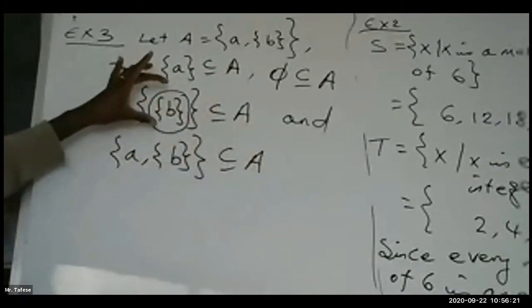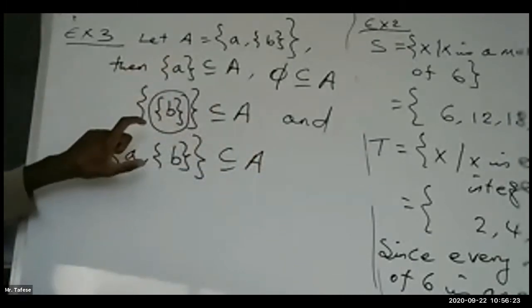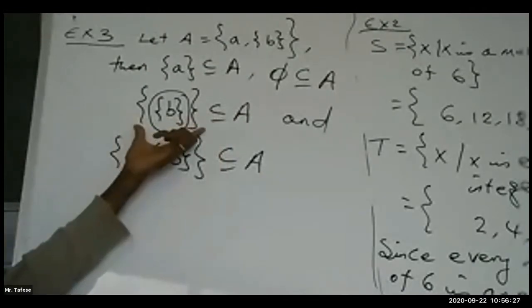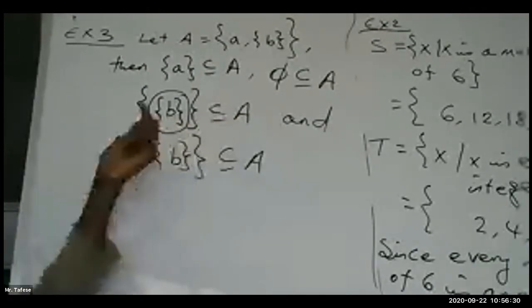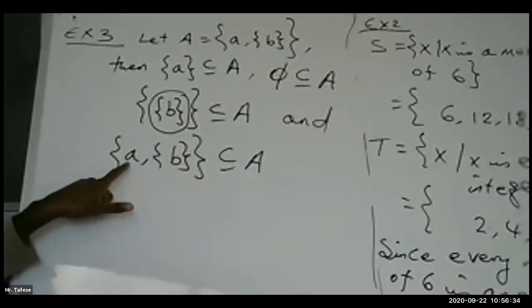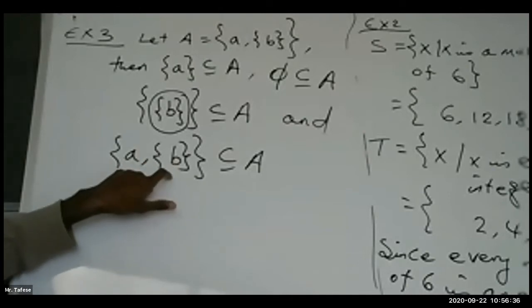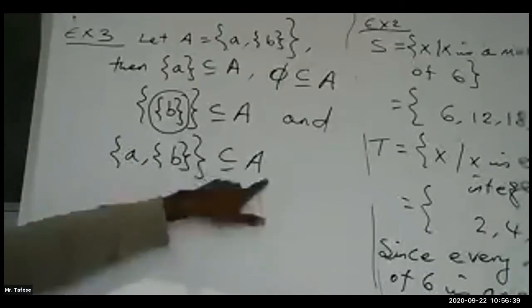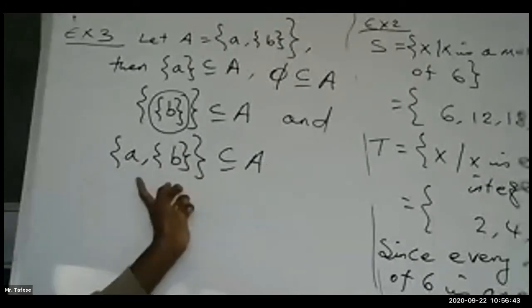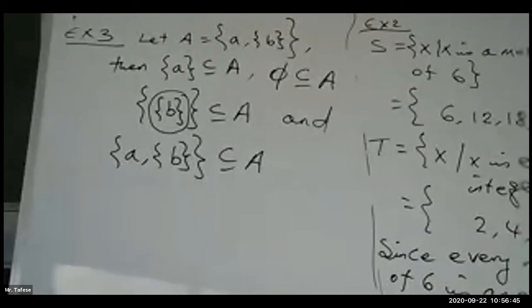Why? Because this element inside the circle is an element of the second set. Therefore, this set is a subset of this one. And finally, this set that includes elements A and B with brace is a subset of A. That means this set is already this one. Since they are equal, and as I told you earlier, if two sets are equal, one can be a subset of the other, commutatively, okay?